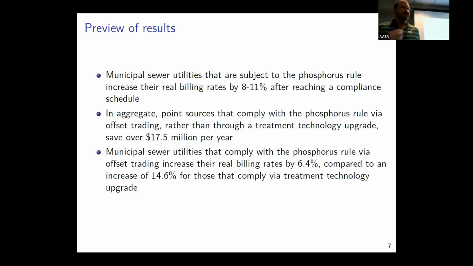So we see about $17.5 million per year. This value we expect to continue to grow, to get bigger as more and more municipalities are subject to the phosphorus rule. And then we find quite a differential depending on technological upgrade or water quality trading. So it's about a 6.5% increase if they're participating in water quality trading versus a 15% increase for those municipalities where they install tertiary treatment technology.